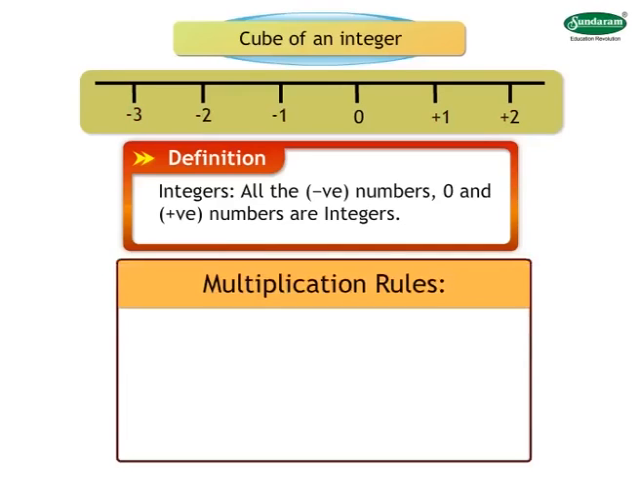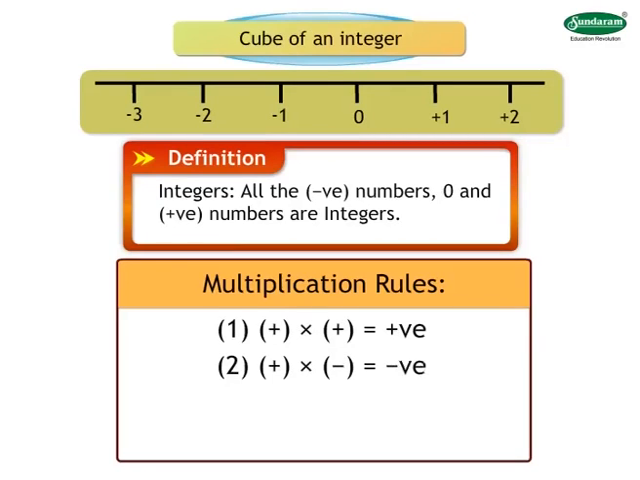Multiplication rules. 1. When we multiply two positive numbers, we get positive numbers. 2. When we multiply a positive number with a negative number or a negative number with a positive number, we obtain a negative number as product. 3. When we multiply two negative numbers, we get positive numbers.